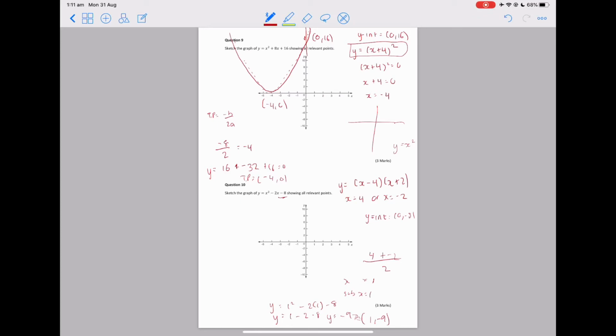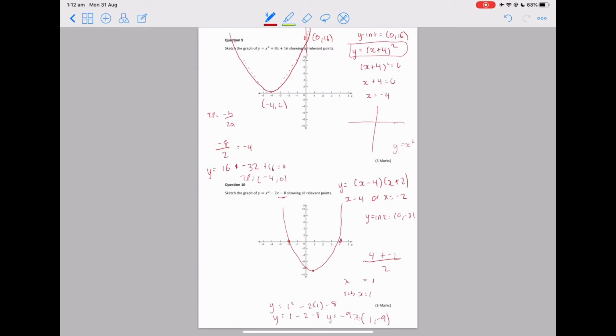So let's plot our coordinates in. So x is equal to positive 4, x is equal to negative 2. Our turning point we said was 1 comma negative 9, so that's going to be lying around here, and our y-intercept is going to be where negative 8 lies. So therefore, connect the dots together. So if you guys have done this successfully, then this is what your graph should look like.